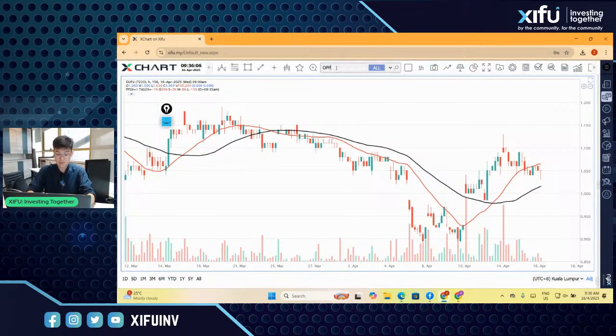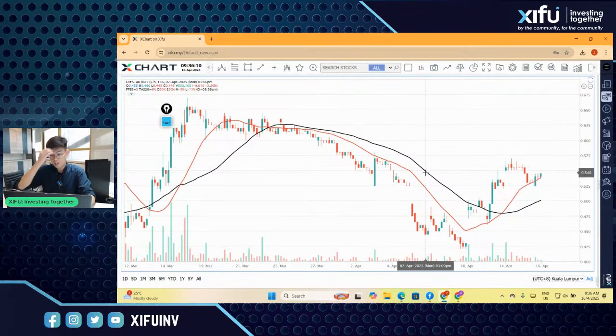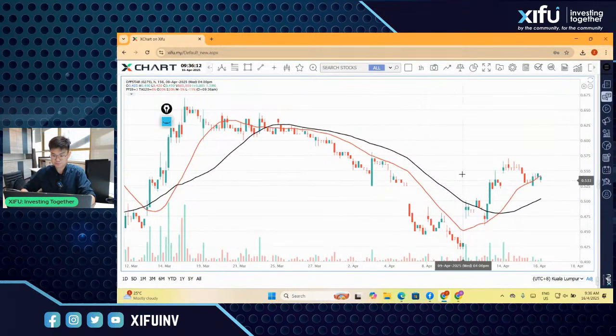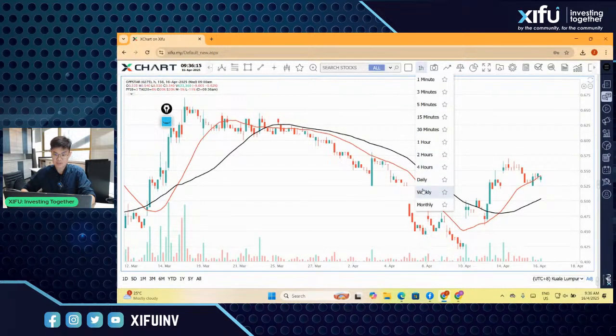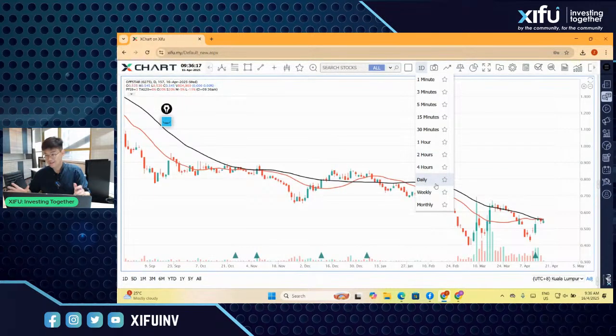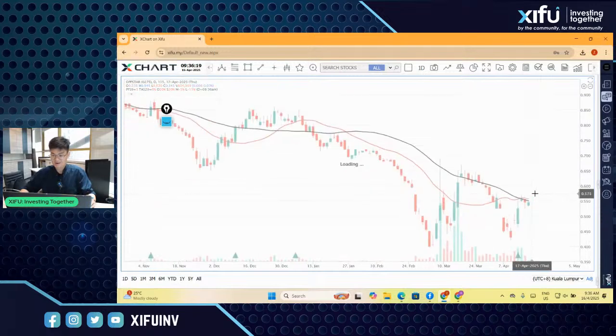Even like Opstar, I think also worth to pay attention a little bit as well. Okay, so this is Opstar. This morning is still quiet. Sometimes quiet is good lah.